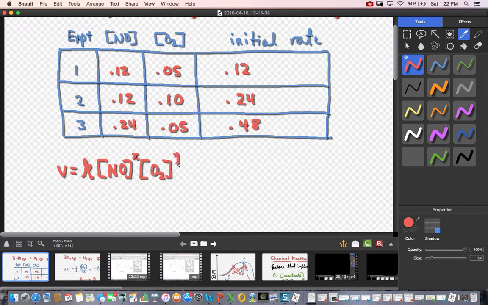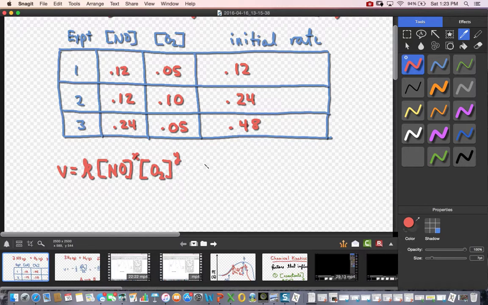Now, X and Y could be the same. They could be different. They could be non-integers, but they probably won't be on anything that you would see on an exam. So here is how we find the values of x and y. We are temporarily going to ignore the value k because it is a constant. We want to look at two experiments where one of the reactant concentrations does not change.